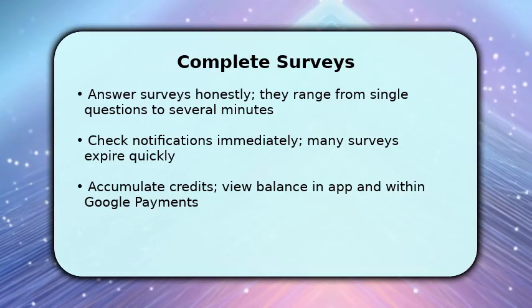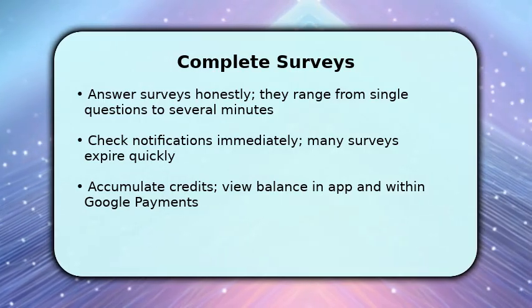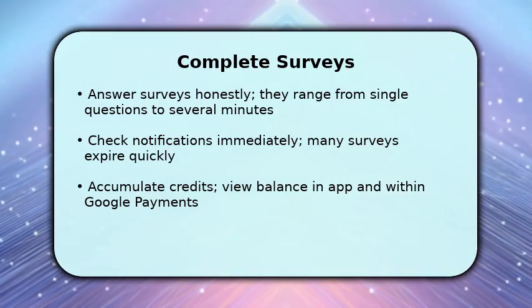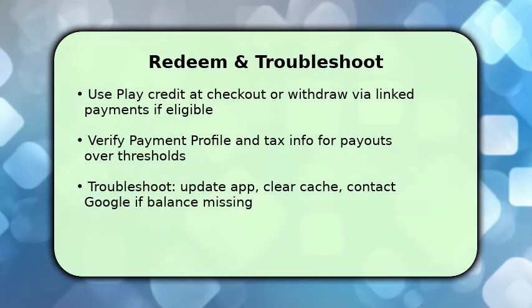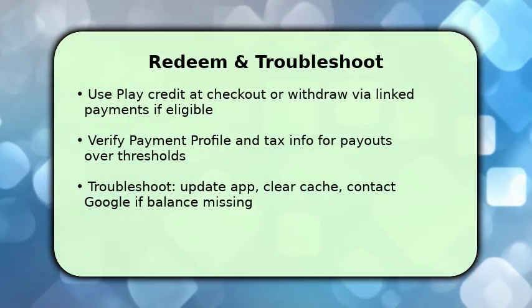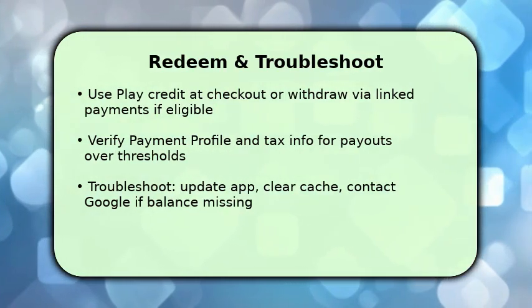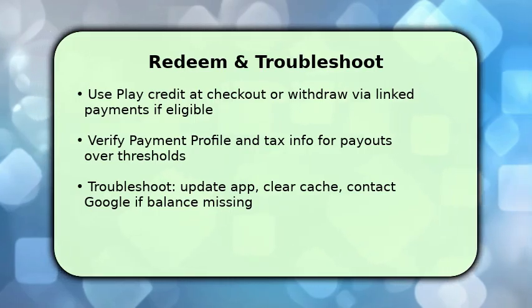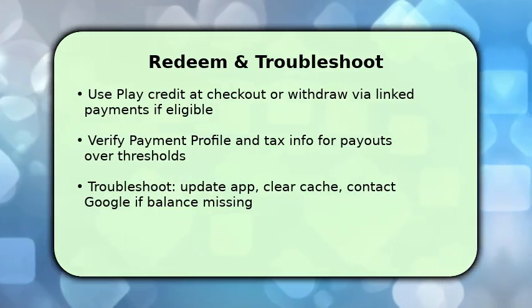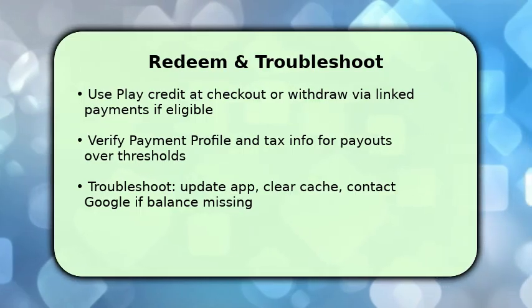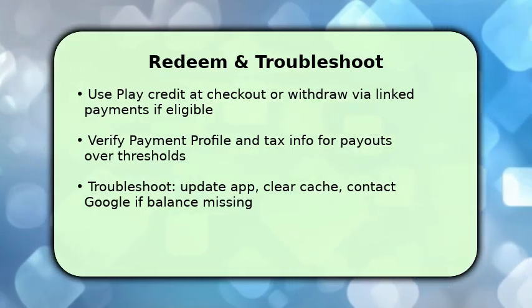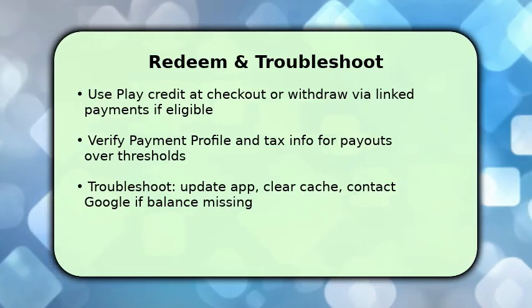Keep location and activity enabled to increase survey frequency over time. To spend credits, choose Google Play purchases and the balance applies automatically. If your country allows payouts, open Payment Center to withdraw to your bank or Google Pay. Confirm your payment profile and any required tax details before requesting a transfer, since missing info can block withdrawals.